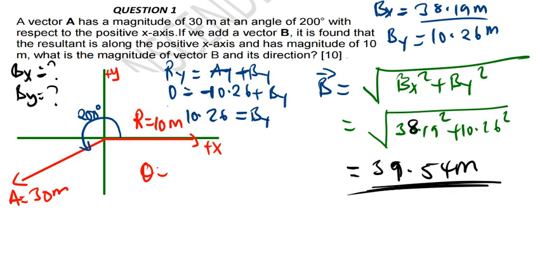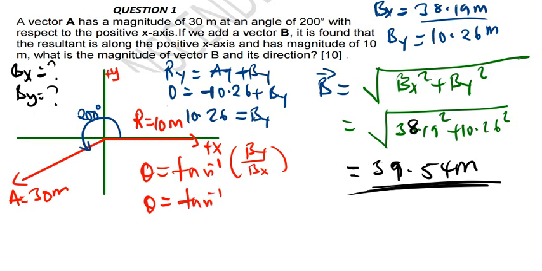Since we know that this formula is theta is equal to tan inverse Ry, so in this case it's By divided by Bx. Okay, so theta will be equal to, in this case we are going to say tan inverse By is what? Is 10.26. What should come in your mind is that the angle should be between 0 to 90. It can't exceed that, then we have made a mistake because it is in the first quadrant. So if you punch on your calculator, shift tan open brackets 10.26, you divide this by 38.19, I close the brackets.